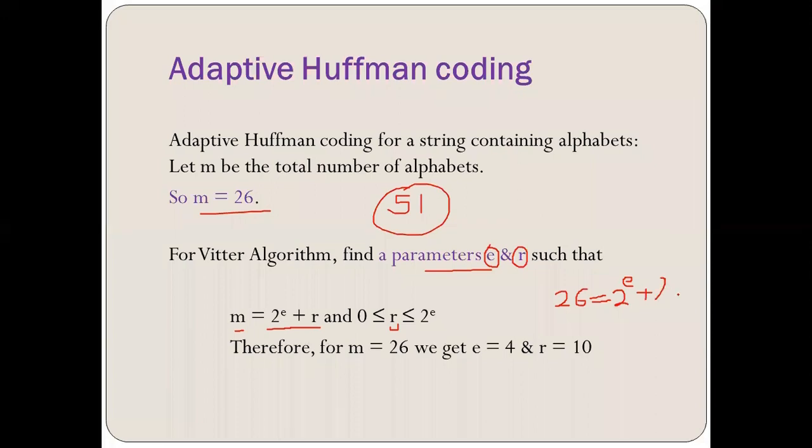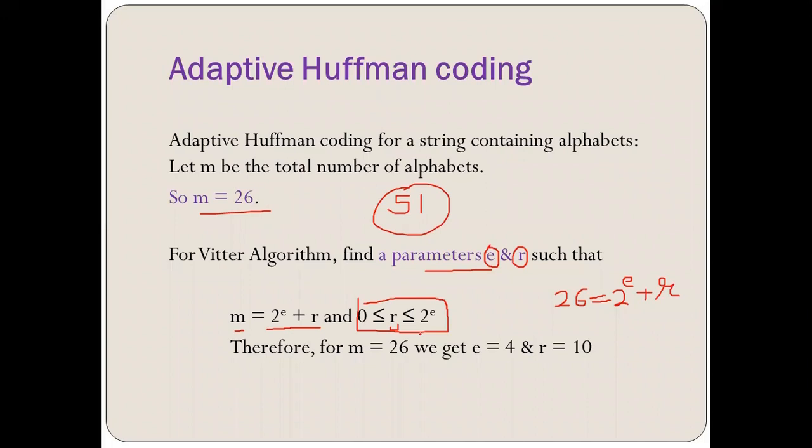Now, what I'm going to do is calculate the value of E and R one by one. I'm going to see the values of E and R and find out the best solution within this particular condition. The condition is also given, right? I cannot put any value of E and R. The condition is R should be lying between 0 and 2 raised to the power E, including 0 and 2 raised to the power E.